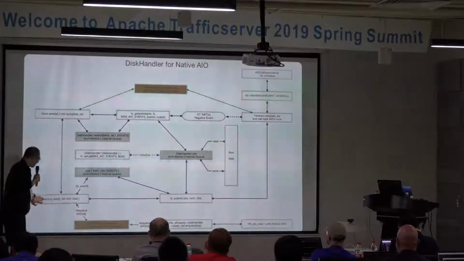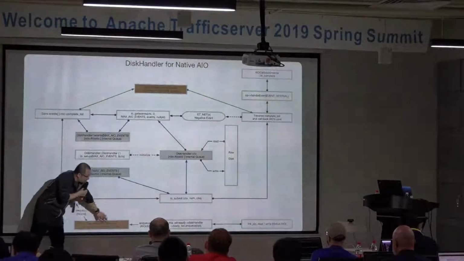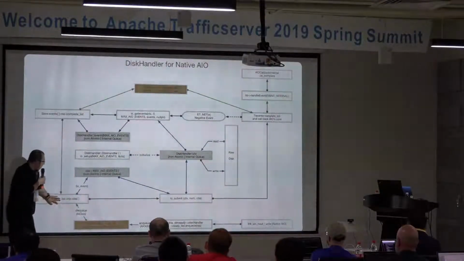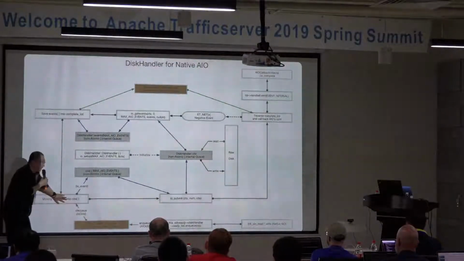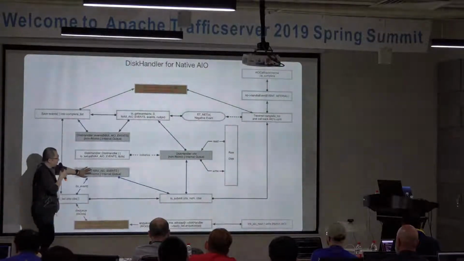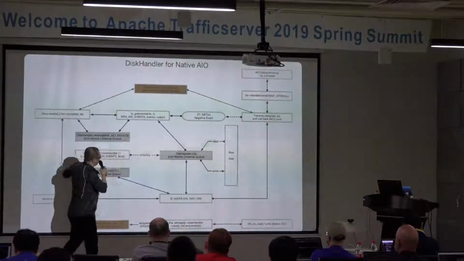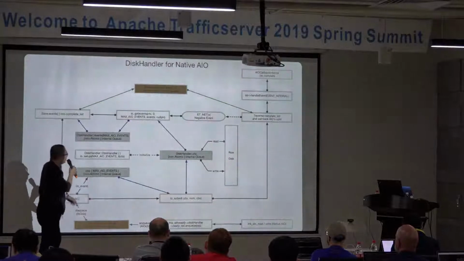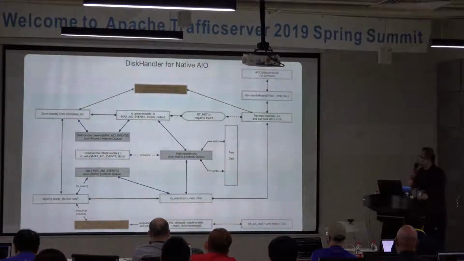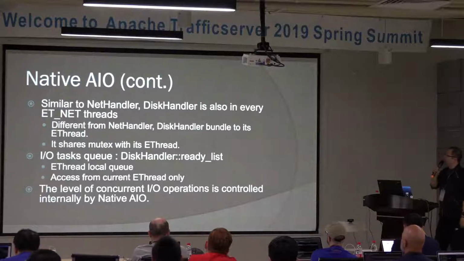The ready list is the internal queue to receive I/O tasks from the local thread. We move tasks from the ready list, submit the new AIO requests into a local array, and submit the local array by io_submit to the kernel. This is a new loop for the native AIO. It's just like the epoll operation. It's very similar to the net handler.